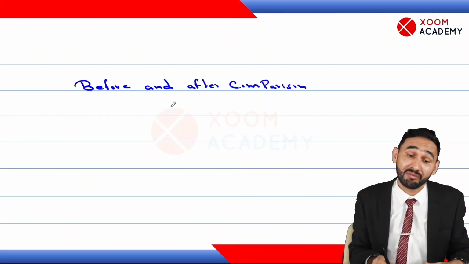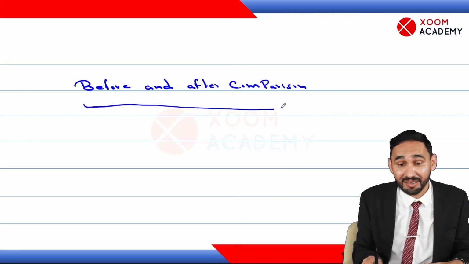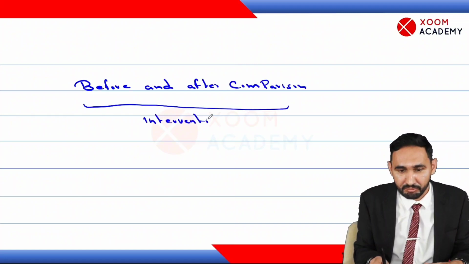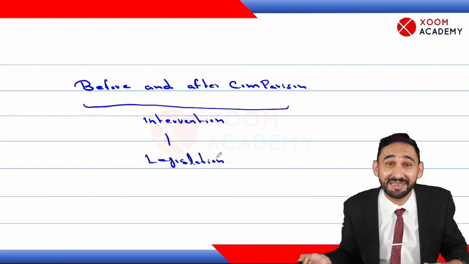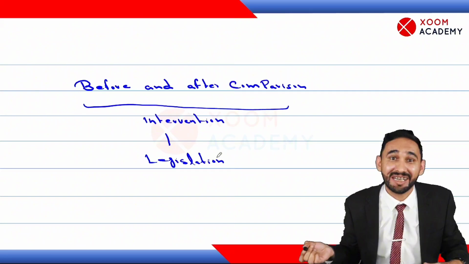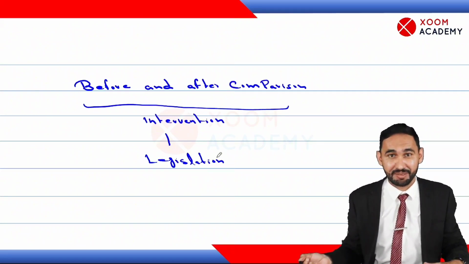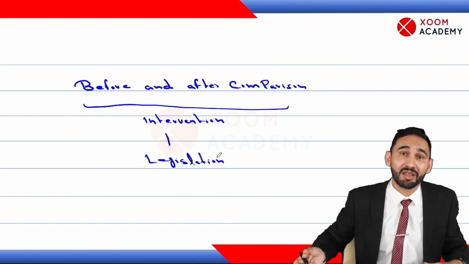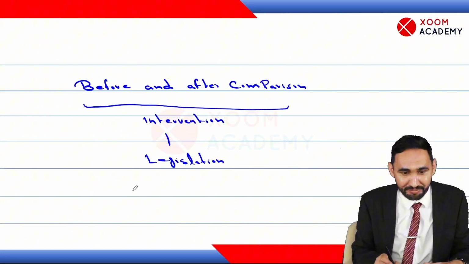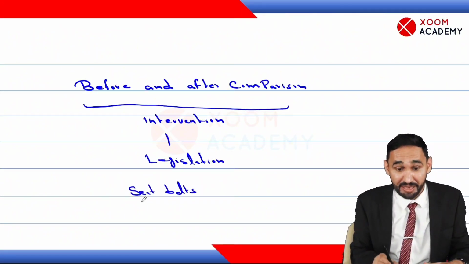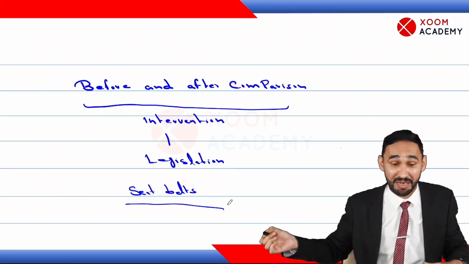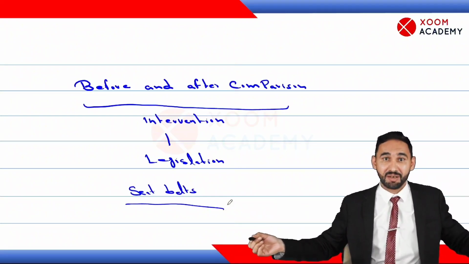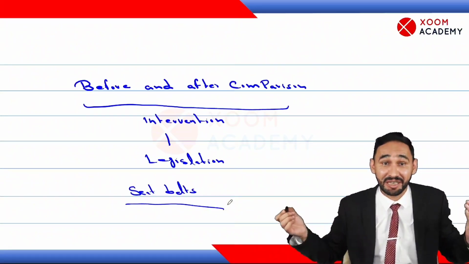What is meant by before and after? Before and after of certain intervention. Before and after of certain legislation. Let's suppose we want to see the burden of accidents before and after the intervention of seat belts. We'll see what was the burden of accidents before seat belts. We applied a legislation of seat belt. Now we'll see what is burden of accidents after seat belts. If it is reduced, we can say that our intervention is successful.